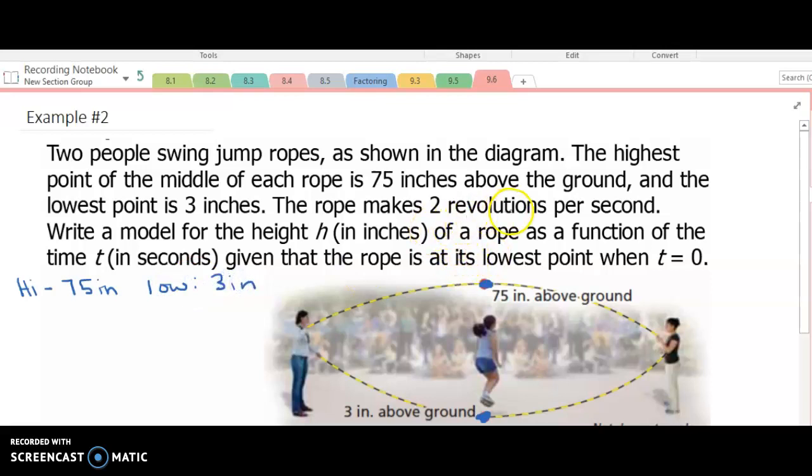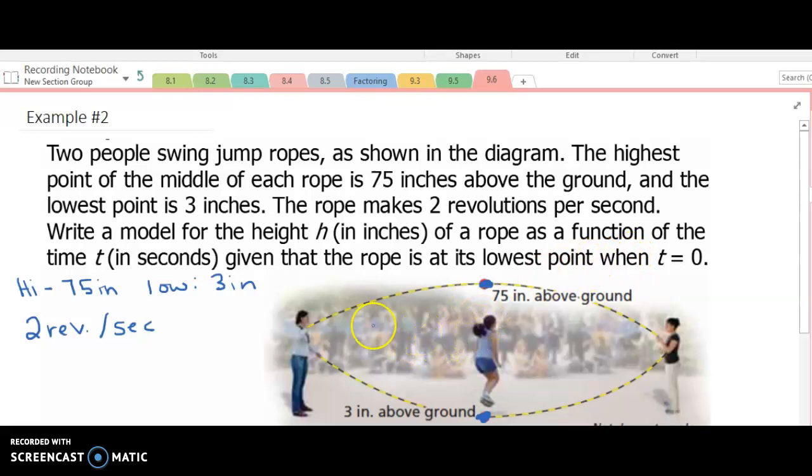The rope makes 2 revolutions per second. Write a model for the height of the rope as a function with t time in seconds, given that the rope is at the lowest point when t equals 0.